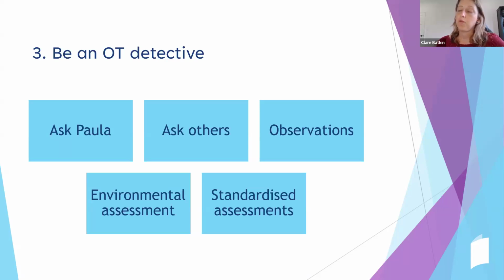Then we do some sort of observation. This is where we actually watch someone do the activity that's difficult for them. Sometimes people can explain to us, I think it's difficult because of this. But when we look at somebody do the activity with our OT brain, we can actually see some other aspects that may be difficult that they weren't really aware of.